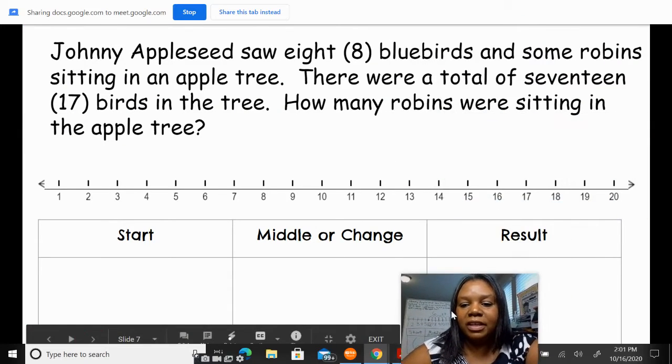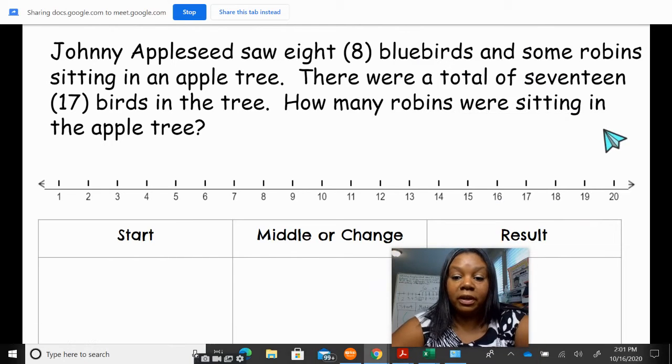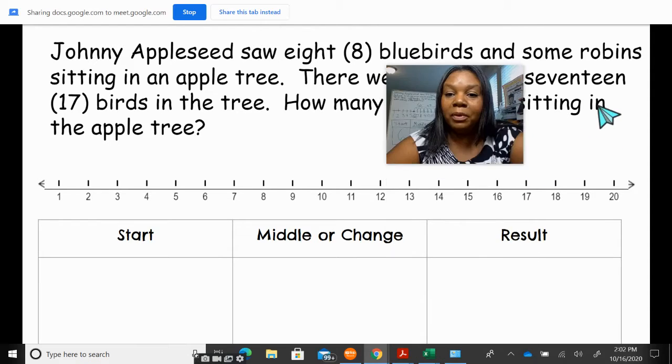On this part of the lesson, it leads into the next part of the practice with me on the board. The word problem is: Johnny Appleseed saw 8 bluebirds and some robins sitting in an apple tree. There were a total of 17 birds in the tree. How many robins were sitting in the apple tree? If you continue to watch the video, I will demonstrate for you how to solve the problem using the number line with the start, the middle or change, and the result.